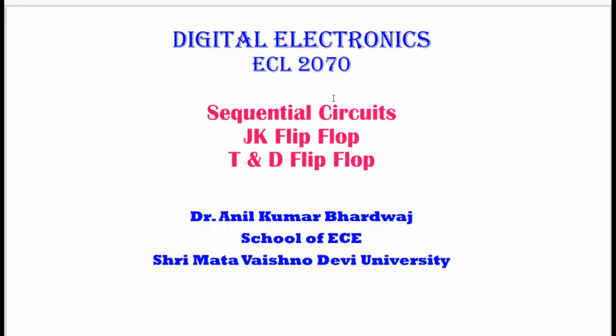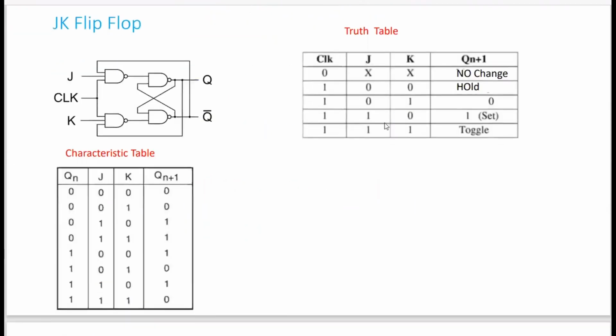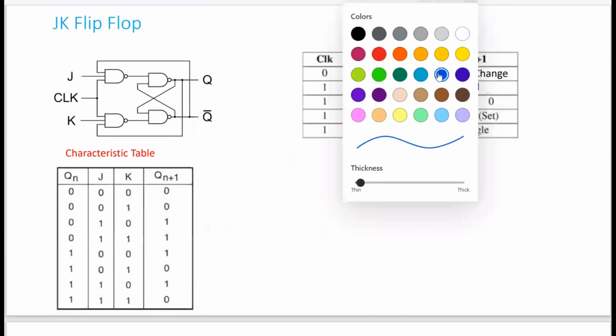So in the previous class we have discussed your SR flip-flop and your JK flip-flop, and in the JK flip-flop some topic is left, that is your excitation table and all. So let's discuss that now. So this is the diagram for your JK flip-flop. You are already aware of this.